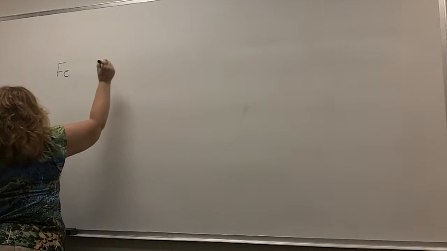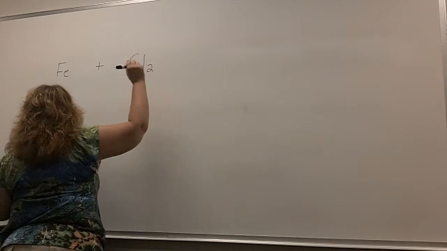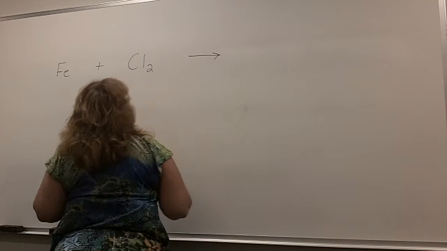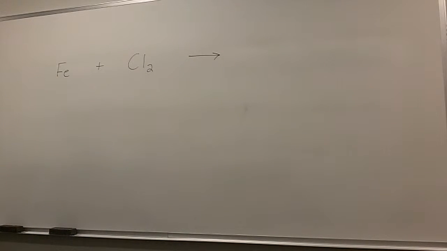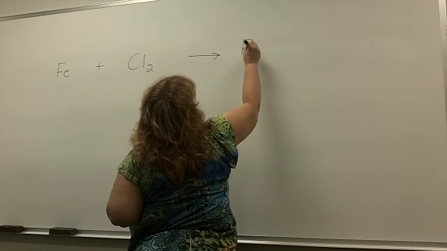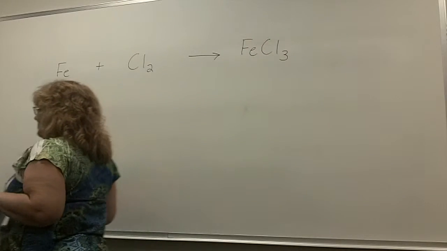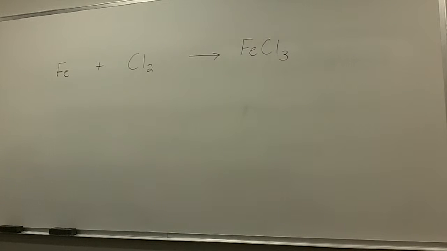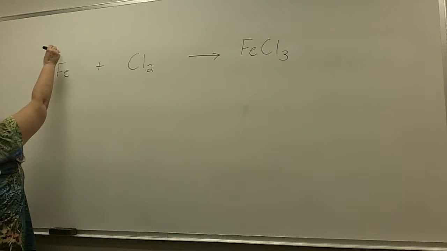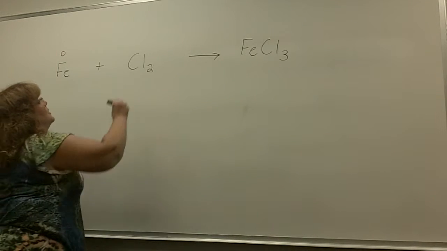We've got Fe plus Cl2. What's it going to yield? Well, I guess I have to tell you what it's going to yield, because I didn't give you the oxidation state of the iron. Okay, so we've got iron. Its oxidation state, it's by itself, so that's 0.